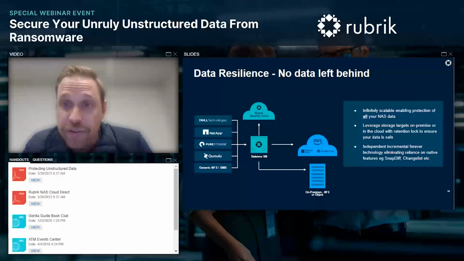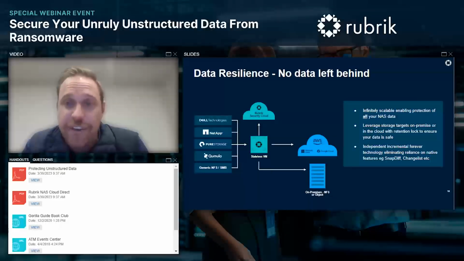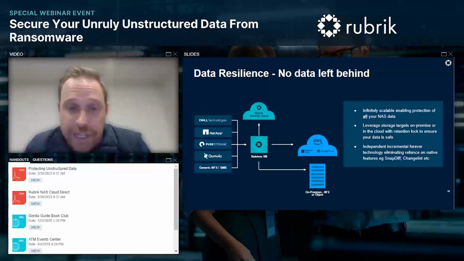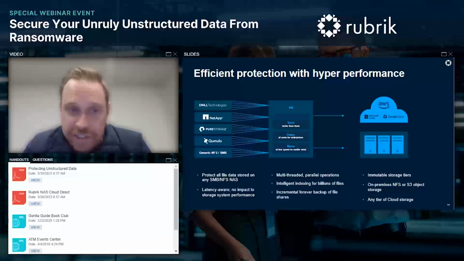And what we found with our integration and IP that we created to scan this data is that we can scan data faster than SnapDiff and any changeless trackings or any other OEM technologies. Now let's double click into this. Let's look into more details of this.